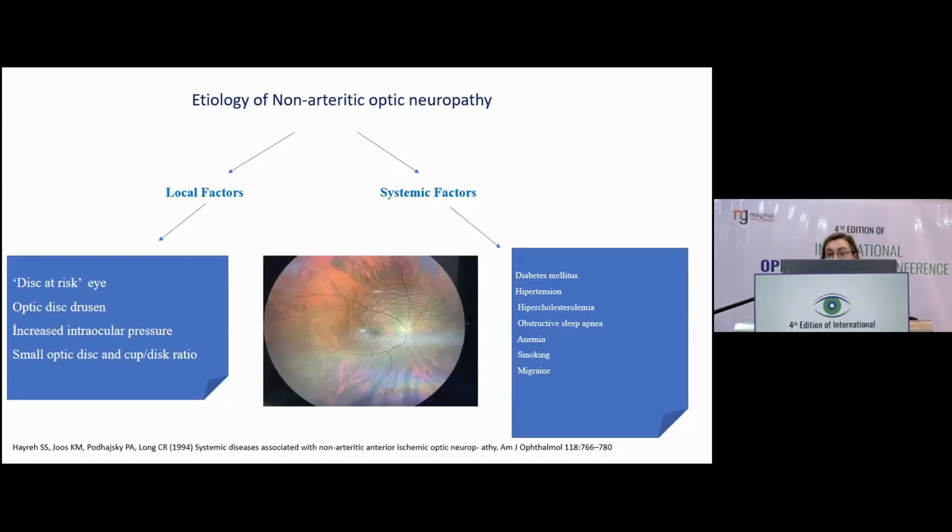The majority of NAION cases are idiopathic, but specific factors have been identified as shown in the slide. These local factors include disc drusen, optic disc edema, increase in intraocular pressure, small optic disc and cup to disc ratio, and systemic factors including diabetes mellitus, hypertension, and other systemic diseases.